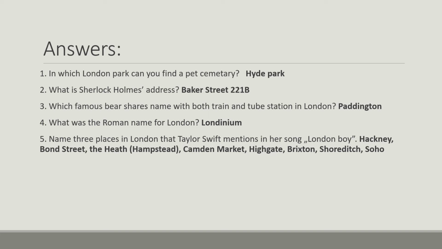Number 3, which famous bear shares name with both train and tube station in London? The answer is Paddington. What was the Roman name for London? It was Londinium. And name 3 places in London that Taylor Swift mentions in her song London Boy. There were more than 3 places, so they could choose between Hackney, Bond Street, The Heath or Hampstead, Camden Market, Highgate, Brixton, Shoreditch, or Soho.